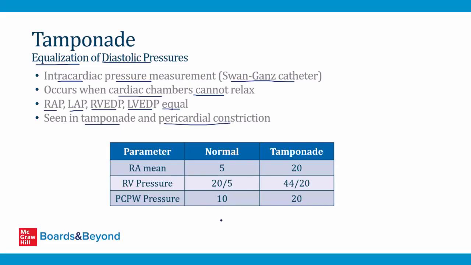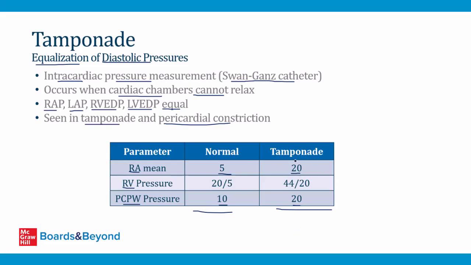So to understand this finding, let's look at the bottom of the screen. So here in this column here are the normal pressures you'd expect for the right atrium, the right ventricle, and the pulmonary capillary wedge pressure. Over here is what you might see in tamponade. So first of all, notice that the pressures are high. 20 is much higher than 5. 20 here is much higher than 10. We have high pressures, and that's because this patient's heart is surrounded by fluid, and the fluid exerts a high pressure on the chambers of the heart, and all the pressures go up.